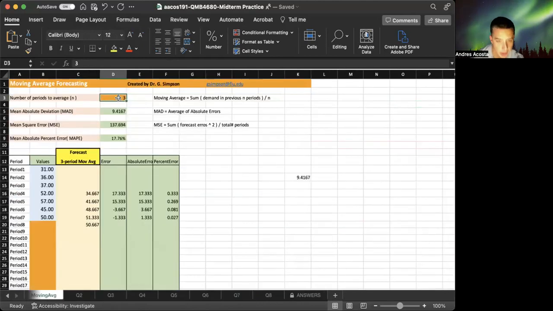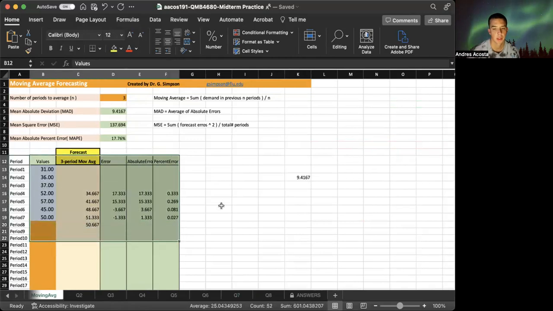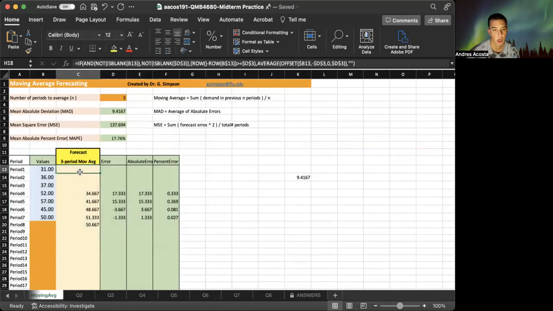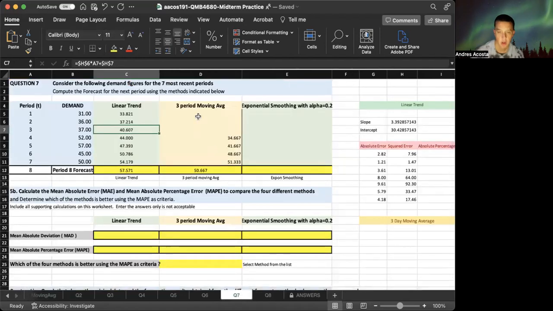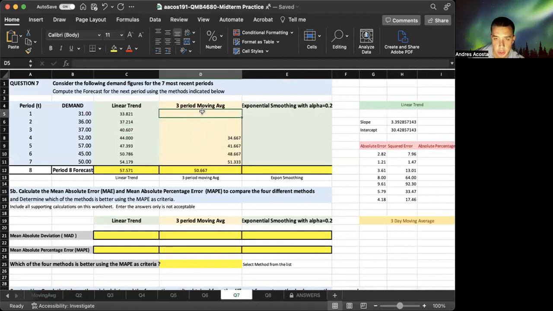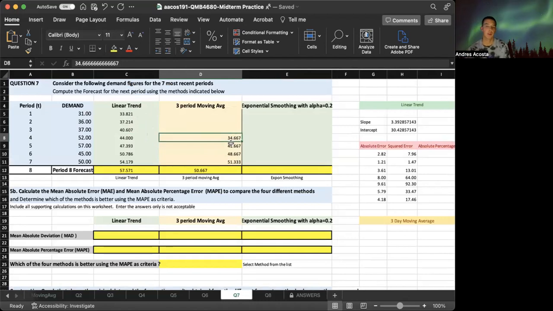So we put 3 here, and bam, it will give us this. Now we will copy this and paste it into our 3-period moving average on question number 7. For you to get an average, you need 3 periods. That's why this one's blank, because there's not 3 periods behind it, or this one, or this one. Now this one has 1, 2, and 3 periods behind it. That's why it's able to give you a 3-period moving average.